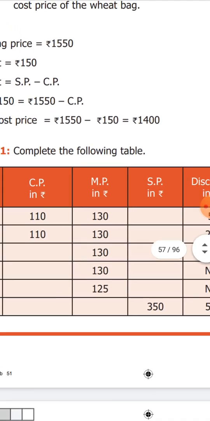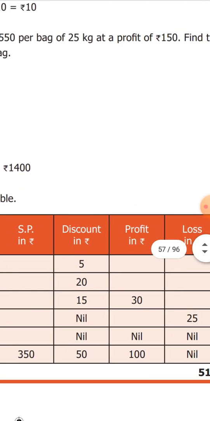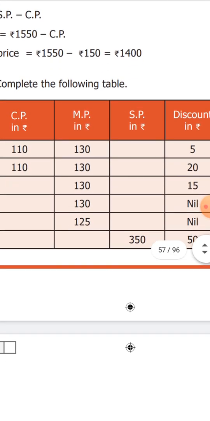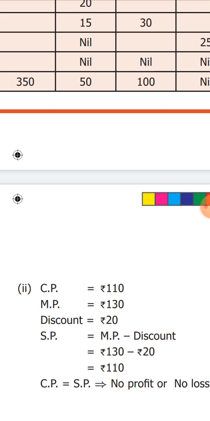Okay, and then the second one. Look at what is given. CP given, MP given, SP we have to find out, discount given, and then profit or loss we have to find out. First of all, I write the data given in the question: CP value, MP value, discount value, and I have to find the SP value. How to find SP? MP minus discount. MP value is 130 minus discount value 20. 130 minus 20 is 110. So the SP value is found.